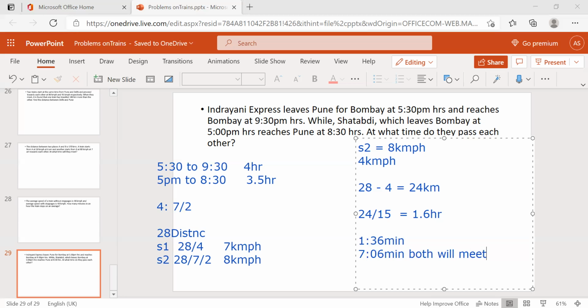So understand the concept and you can solve these problems very easily. This is what the train problems are about. We covered all the types of problems frequently asked in competitive exams, and we repeated the same things also. Hope you enjoyed the section and understood it.